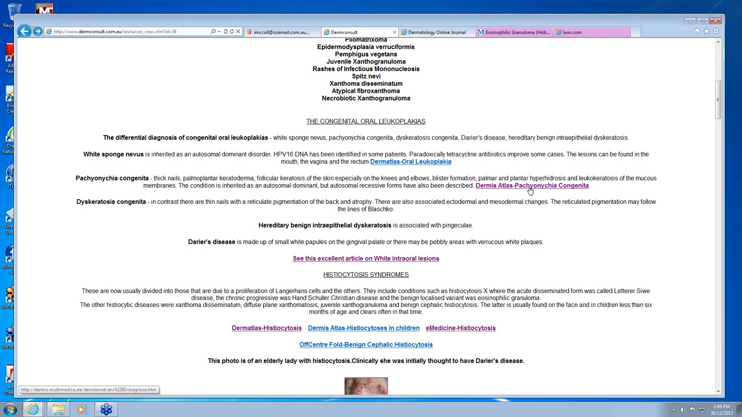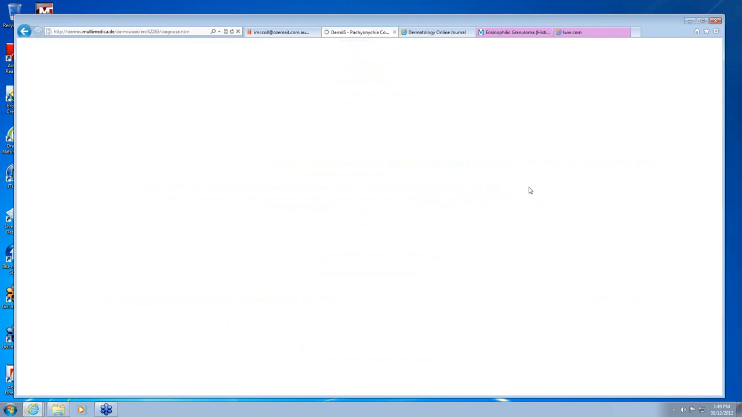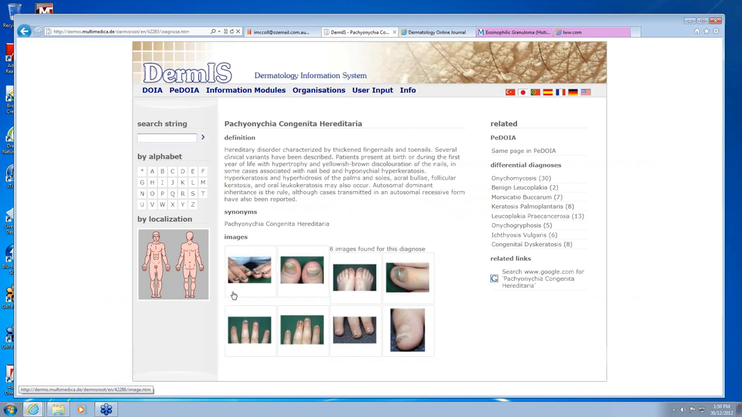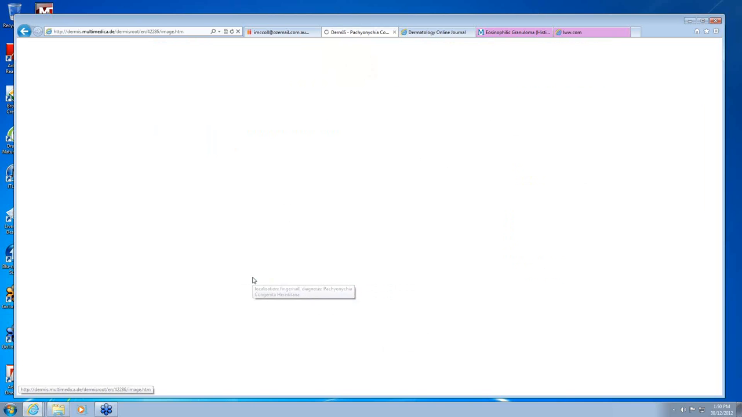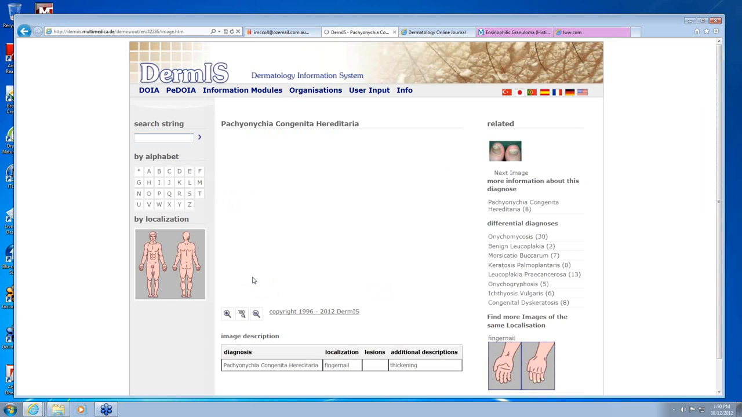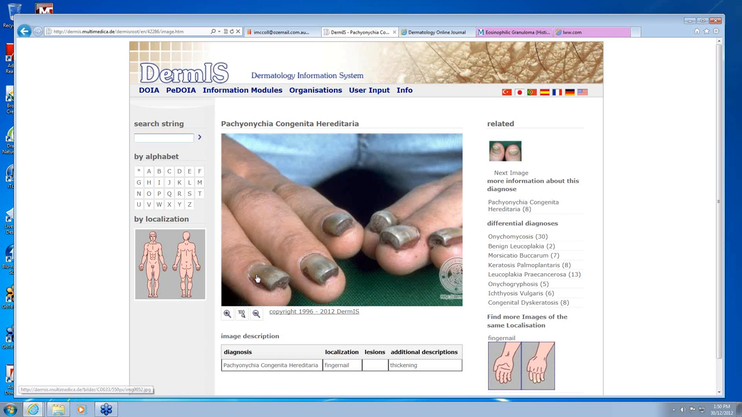Let's have a quick look at this link that we've given here. These are what's mainly showing you the nails in this. It's not showing you any of the oral things, but just look at these nails. Let's have a quick look at this picture. That's the sort of thickening of the nails that you get in Papillomavirus congenita. There's just nothing else quite like it.